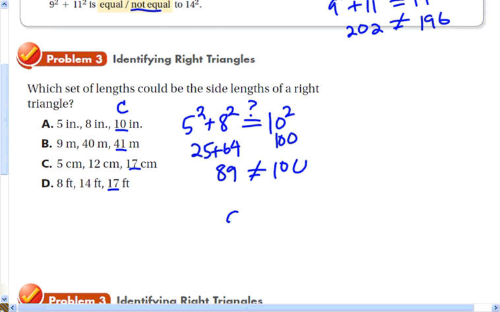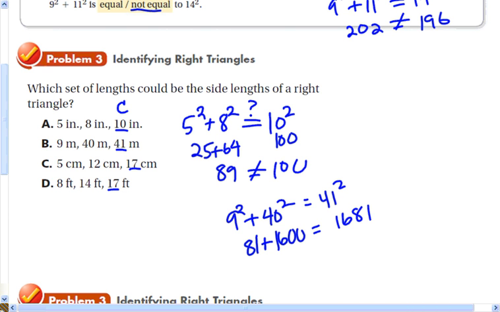Then we're going to do 9 squared plus 40 squared, which is 81 plus 1600, and see if that's equal to 41 squared. 41 squared is equal to 1681, which is 81 plus 1600. So those are equal. So that one is the side lengths of a right triangle.